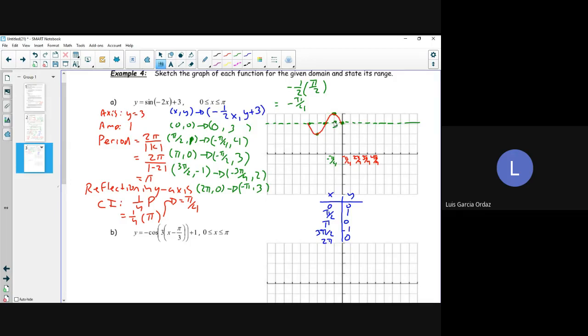So what would our next points be based on the pattern that we are getting? At pi over 4 it would be 2. What would the y value be at pi over 2? And we're just creating a wave. So at 2 pi over 4, it would be 3. Then would it go back to 4 and then come back down to 3?